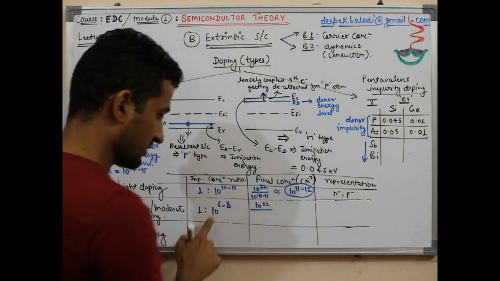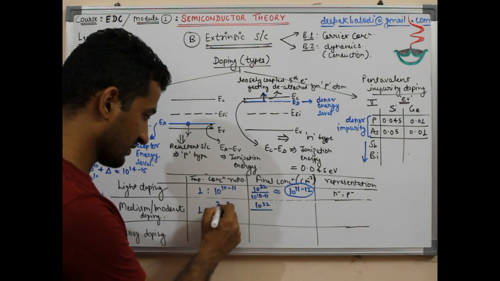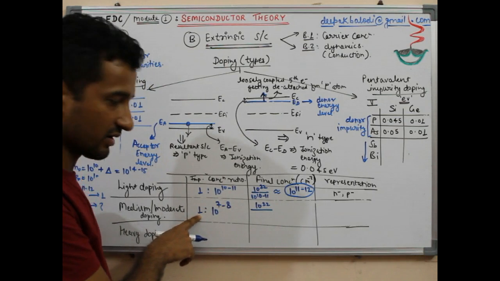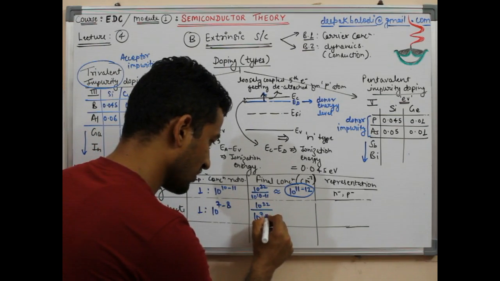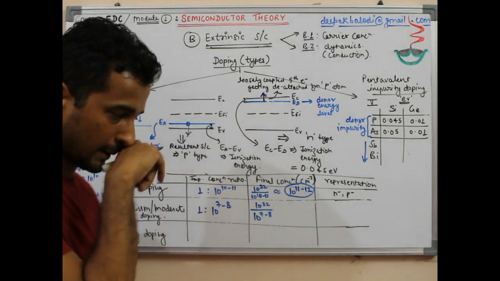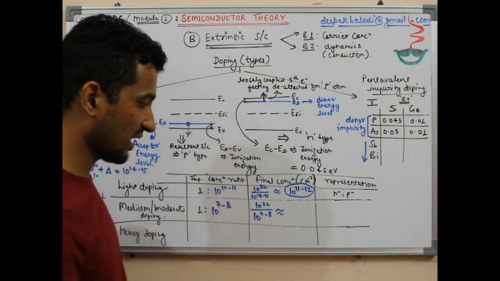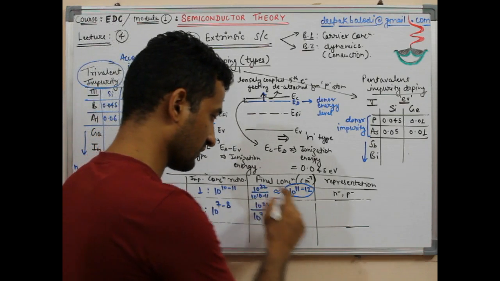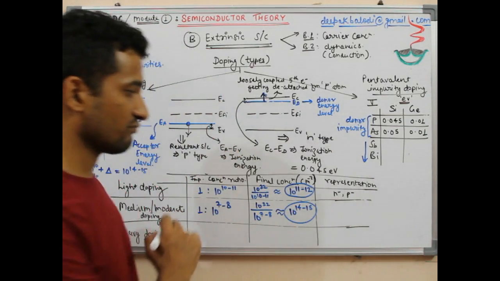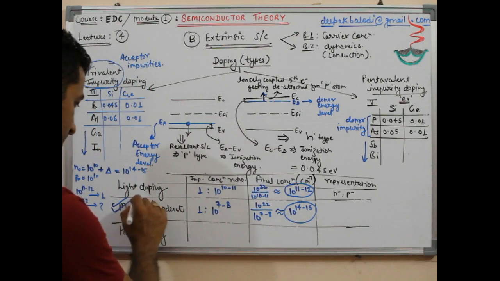So out of 10 to the power 6 or 10 to the power 7 silicon atoms, we are inserting one impurity atom. Therefore, if we divide by 10 to the power 7 or 10 to the power 8, the final concentration comes around 10 to the power 14 or 15. This is the range of moderate doping, the very practical case.